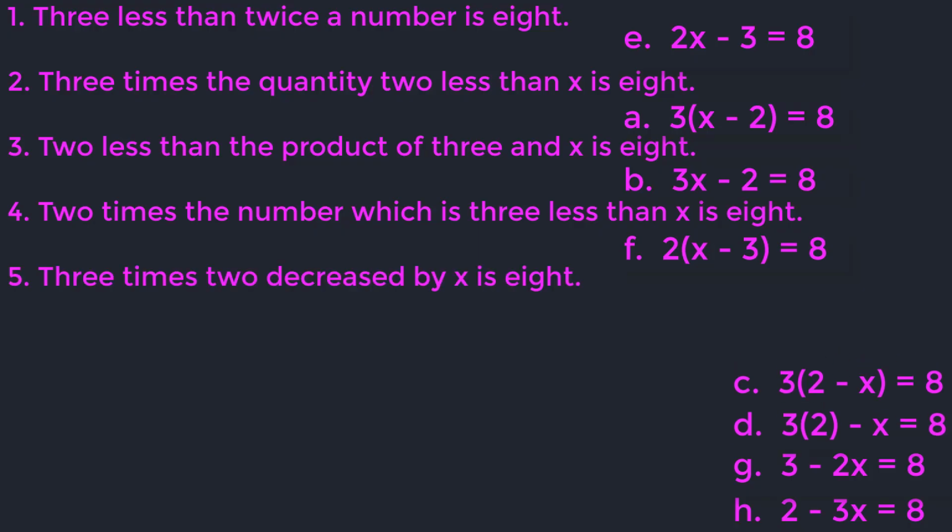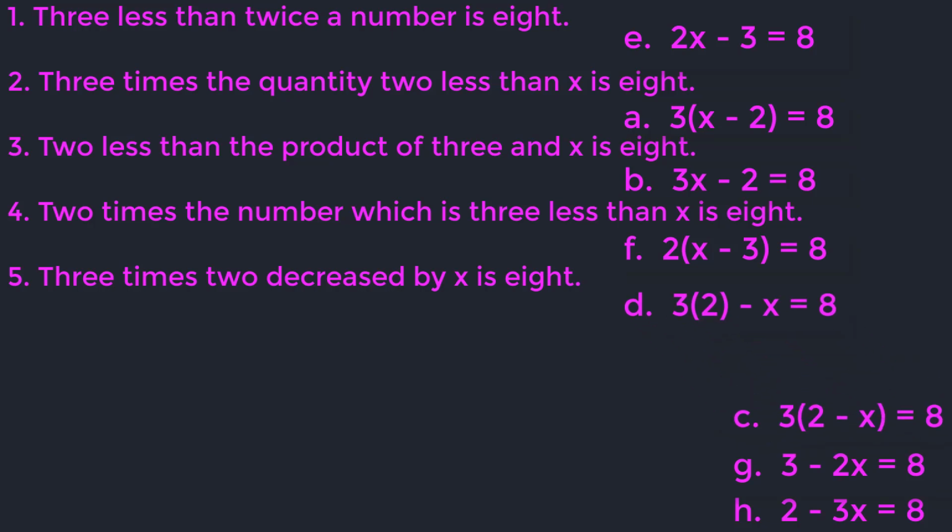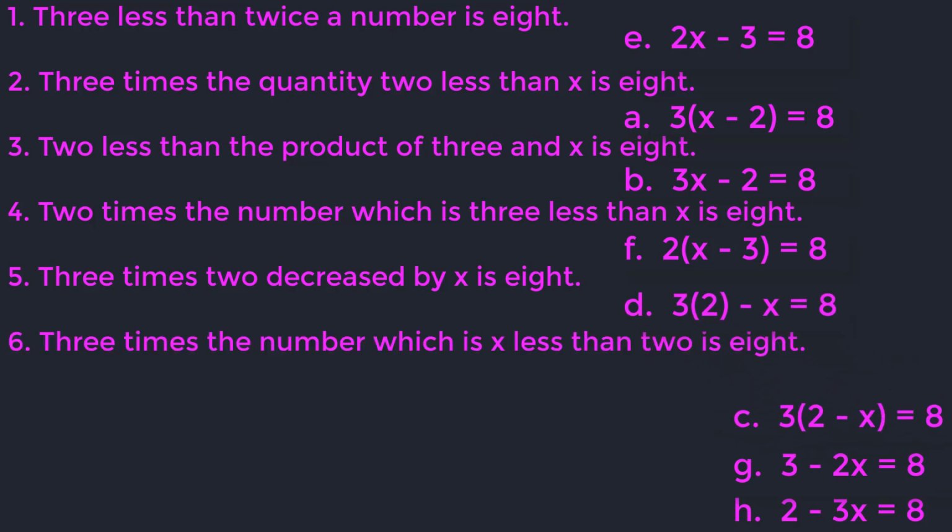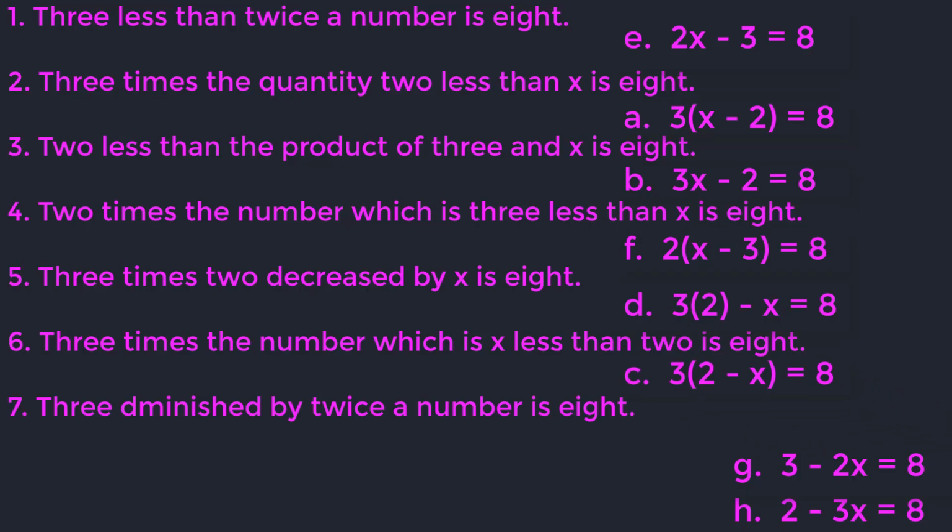3 times 2 decreased by x is 8. That one I can translate in order. 3 times 2 decreased by x equals 8. That would be D. 3 times the number, which is x less than 2, is 8. The number 2 minus x, 3 times that, equals 8. C.